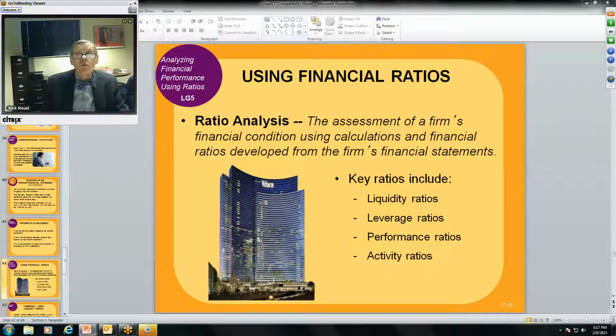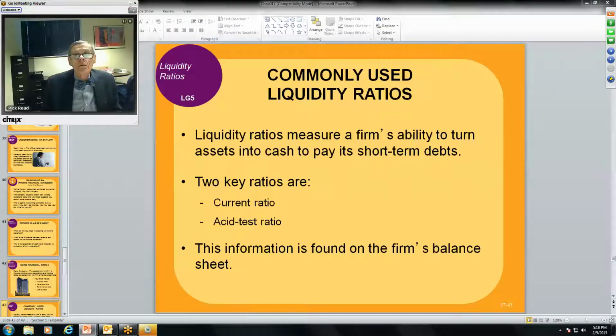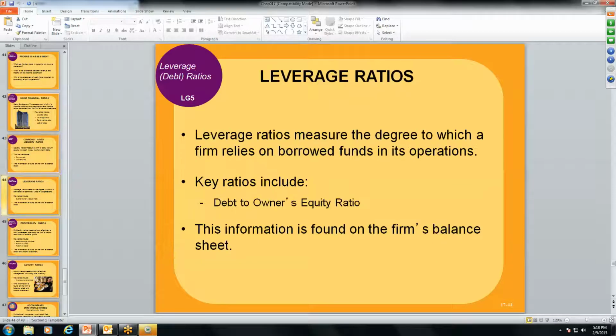Now, these are the ratios that go through. The ratios kind of tell you what your financial status is. Firm's financial condition using calculations and financial ratios. And there's four that are very important: liquidity, leverage, performance, and activity. Two key ratios are the current ratio and the asset test. And this is found on the balance sheet, so it's important to know about these.